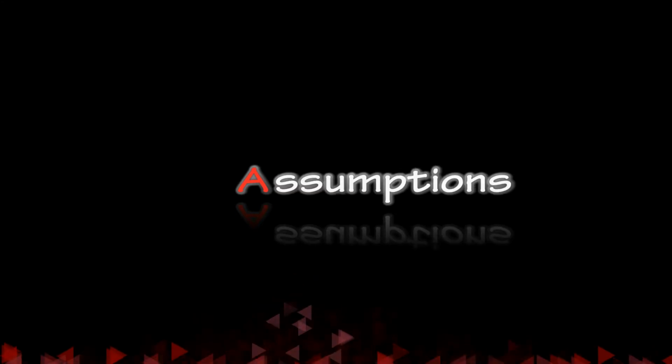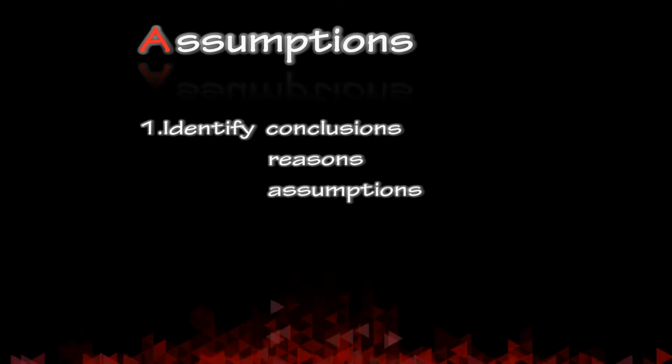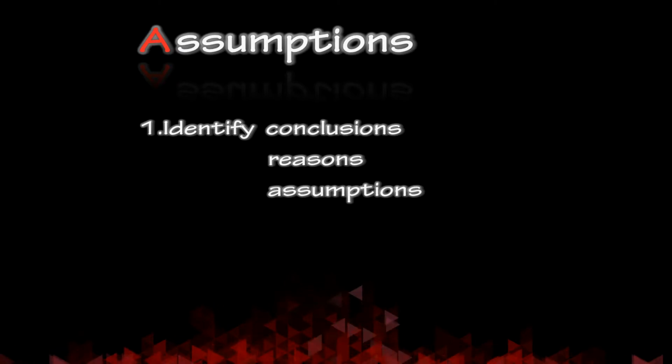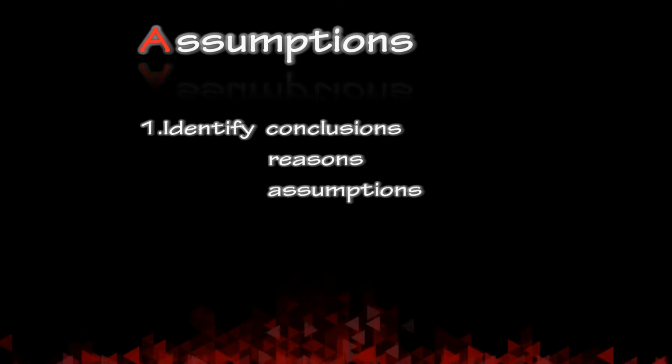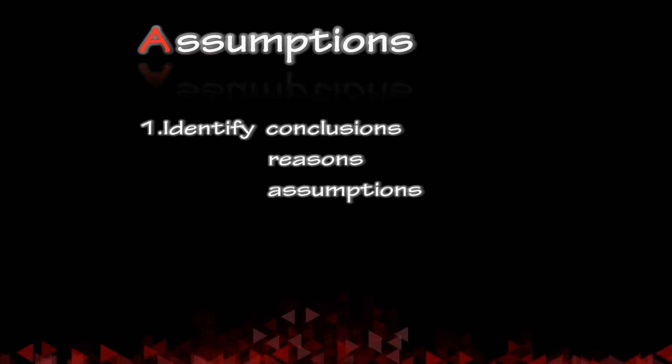To use our rubric while reading a source or article, we must remember to be A.L.E.R.T. Yes, alert. A stands for assumptions. We must identify conclusions, reasons, and assumptions. For example, why is the author interested in his argument? Another example would be, where might the assumption come from?